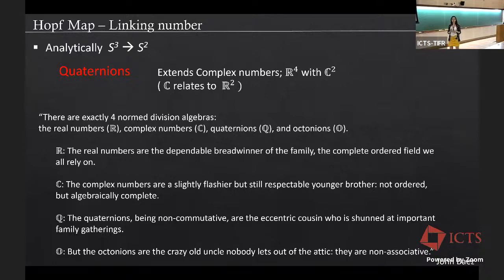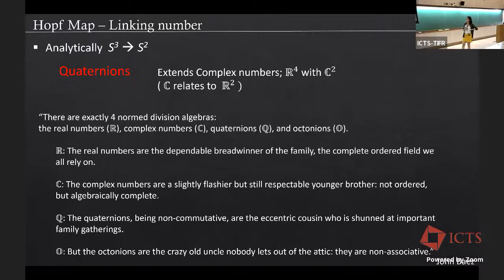So they live in R4. I like this quote from John Baez that I came across through Mehmet Oktar. He says that there are exactly 4 normed division algebras. So the real numbers are the dependable breadwinner of the family, the complete ordered field we all rely on. You would all agree, I believe.